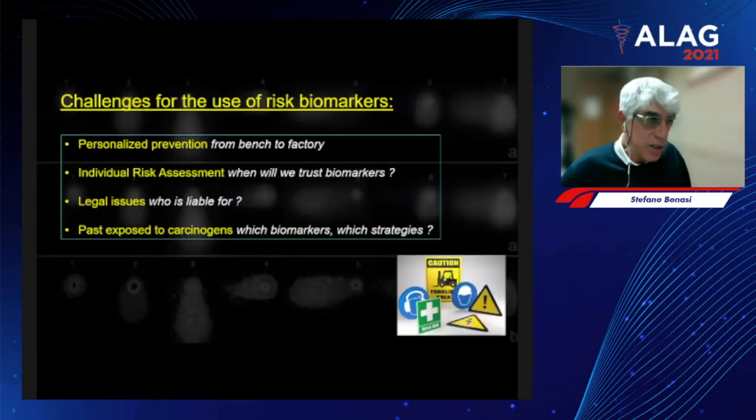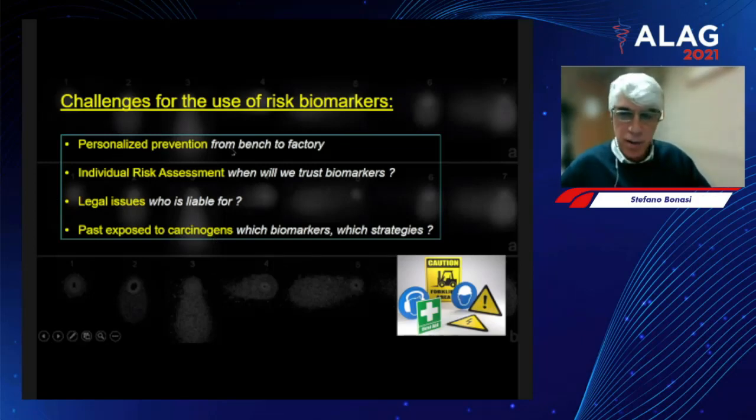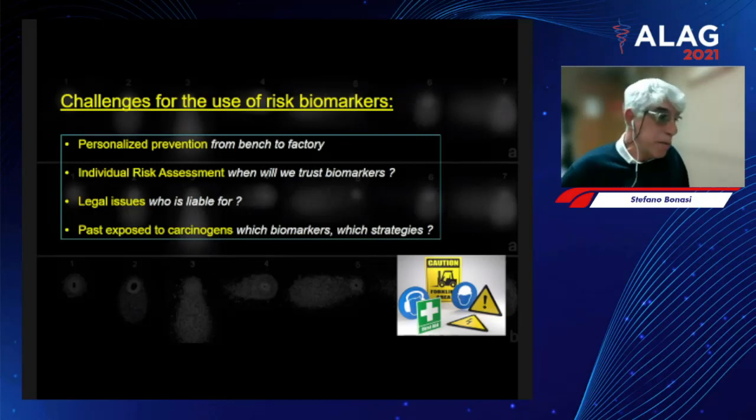Next challenges are also the application to real life of the Comet assay results. One is personalized prevention, of course. We can go from bench to factory, to real life, actually. Can we personalize prevention and apply specific preventive interventions to specific people depending upon DNA damage? This is a big challenge. Another is individual risk assessment, of course. And even more practical, what are the legal issues dealing with that?